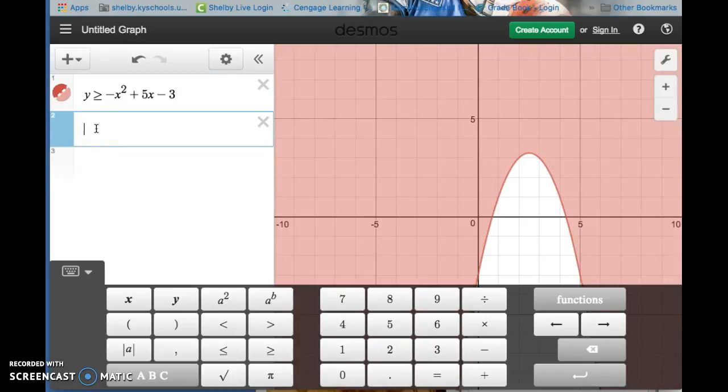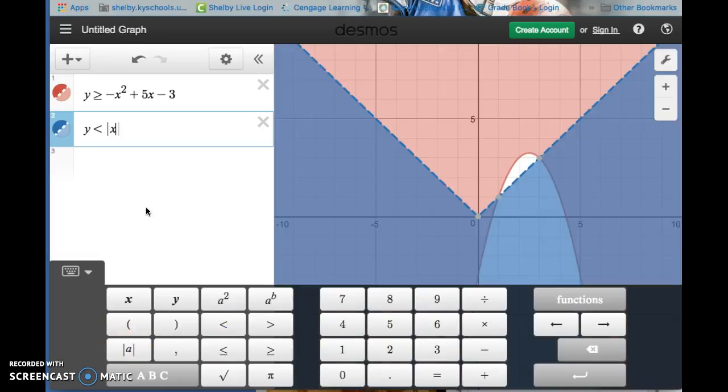And then we're going to do a second inequality in blue. And this one, I'm going to do y is less than absolute value of x. And I find it interesting that you can clearly see the red equation has an equal sign. And so this line here, the red graph, the quadratic is solid. The absolute value does not have an equal sign, so notice that this blue absolute value is dashed.